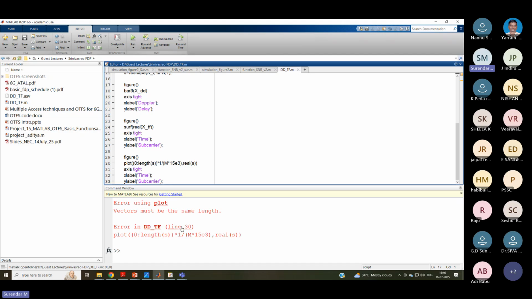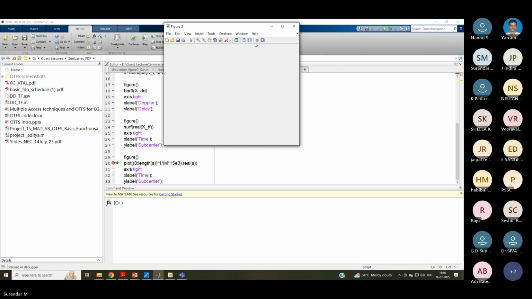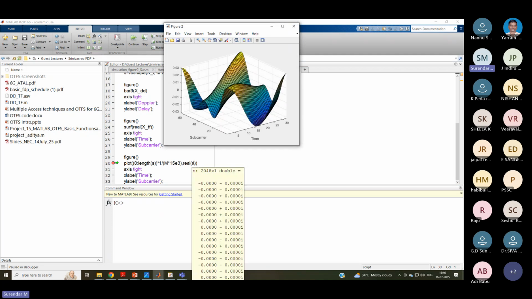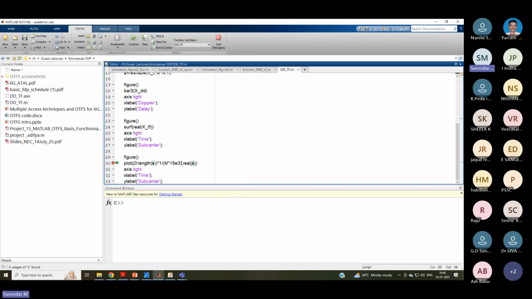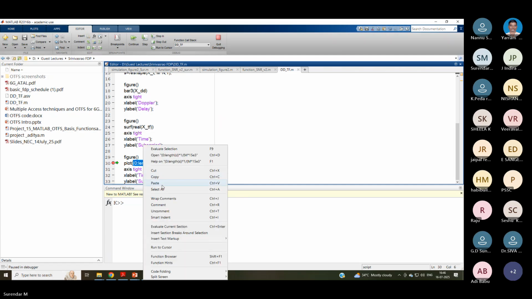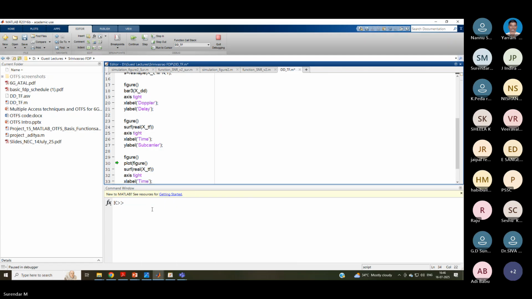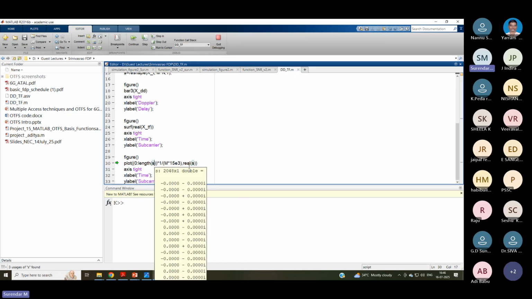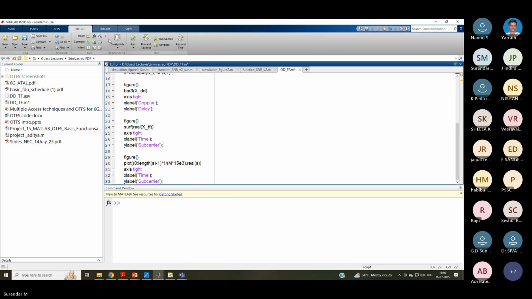There is some kind of error that is happening there. Vectors must be of the same length. Let me just check 2048. So this is length minus 1. So this is one length extra.